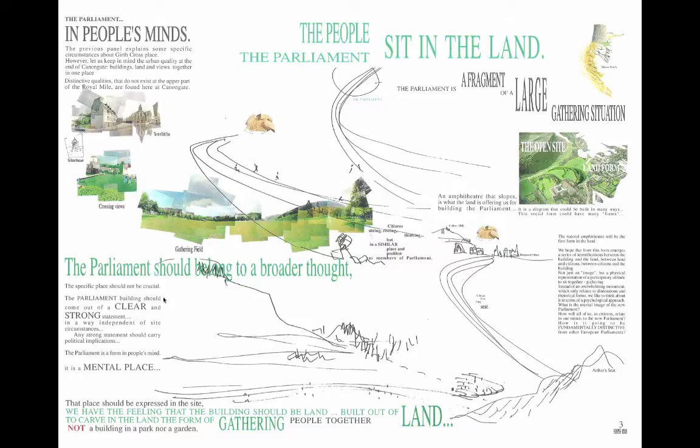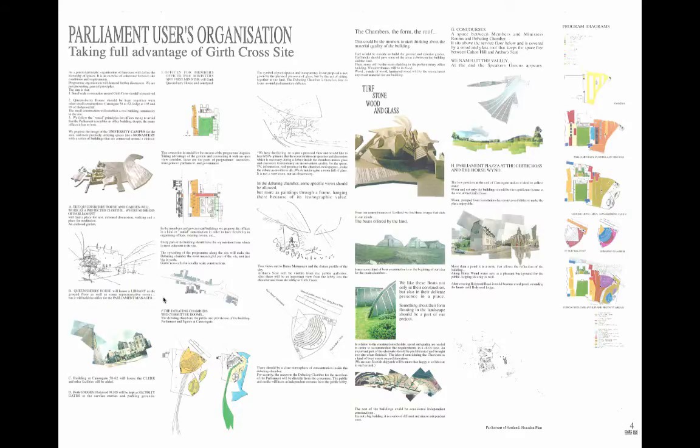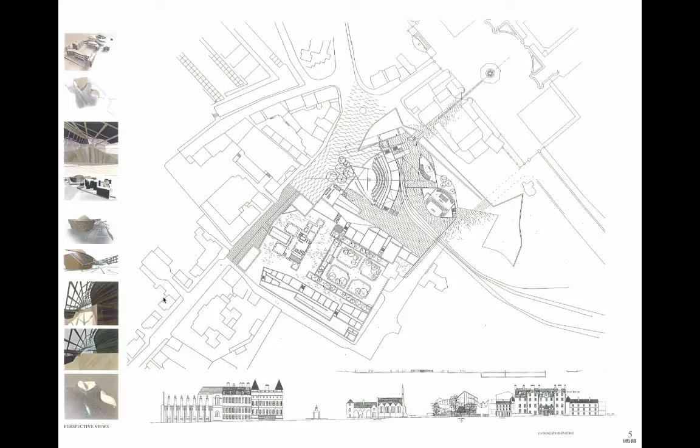It had to be a broader thought. It should come out in a clear, strong statement, in a way independent of site circumstances. Any strong statement should carry political implications. The Parliament is a form of people's mind. It is a mental place. The building should be built out of land, carved into land, a form of gallery. So this became their submission, and it became a series of thoughts about what could possibly be achieved, as opposed to, say, Benelli's approach.